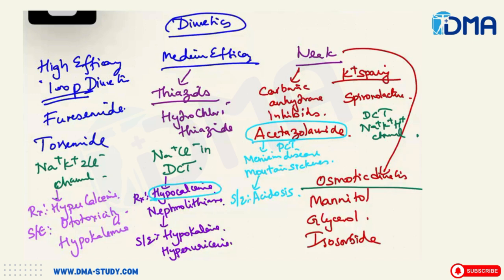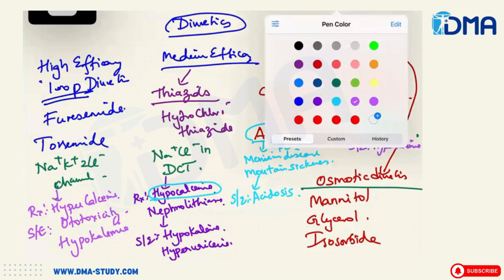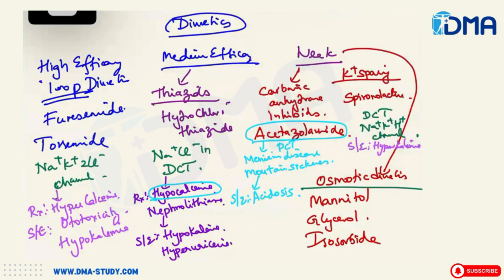Potassium sparing diuretics, of course, the side effect will be hyperkalemia. Then osmotic diuretics, what are the areas where you use them? They are used in cases of increased ICP, and also in lithium toxicity. The side effect of this drug could be hypovolemia, and thereby causing hypotension.